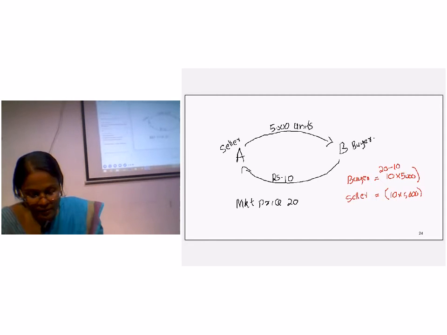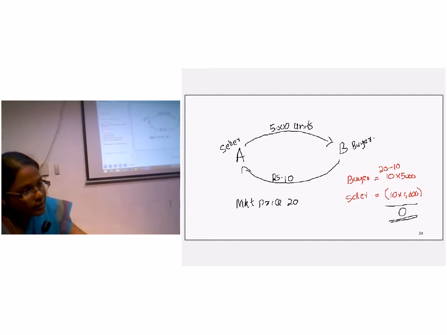Now here, 5,000 units and 10 rupees, again the difference. So what is the sum? Zero. So that is why we are saying forward contract is a zero-sum game, right? When a buyer is benefiting, seller is losing. When a seller is benefiting, buyer is losing, right? So that is the nature of forward contracts. That's why we are telling that these forward contracts are zero-sum game.